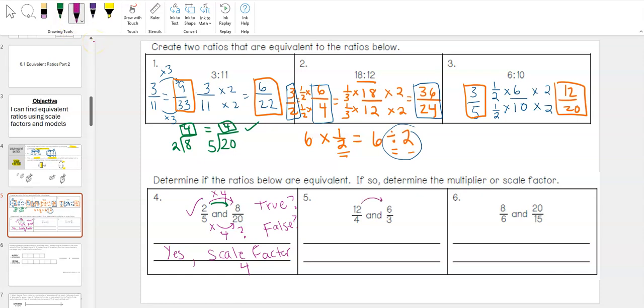So for this one, we're going to say, okay, what do I multiply 12 by to get 6? I'm going to multiply by 1/2. I'm really dividing by 2, but remember, multiplying by 1/2 is the same as dividing by 2. Can I multiply by 1/2 or divide by 2 to get 3? Well, that answer is no, because 4 times 1/2 is 2, not 3. So I already know that no, this is not equivalent.